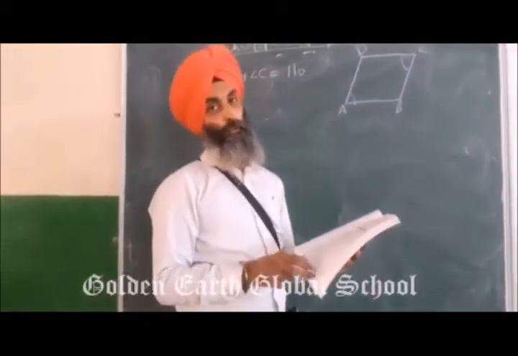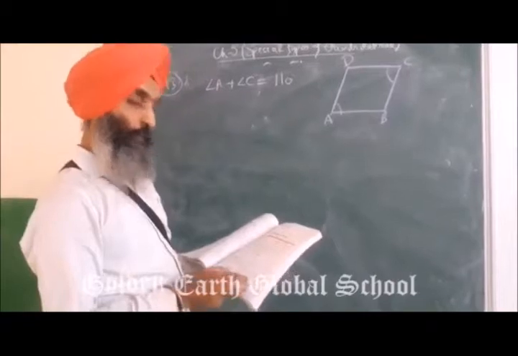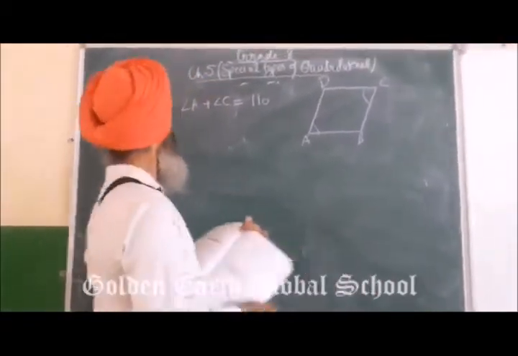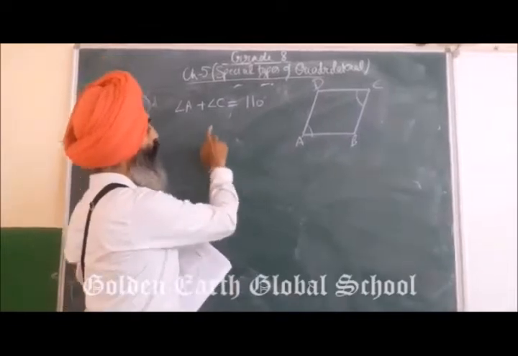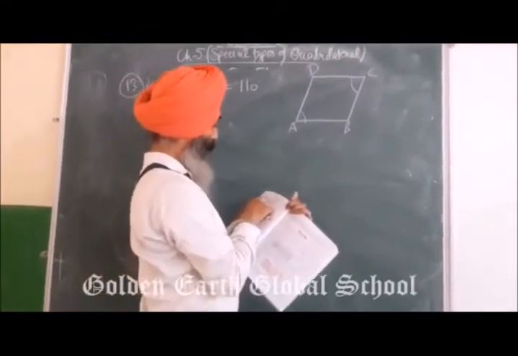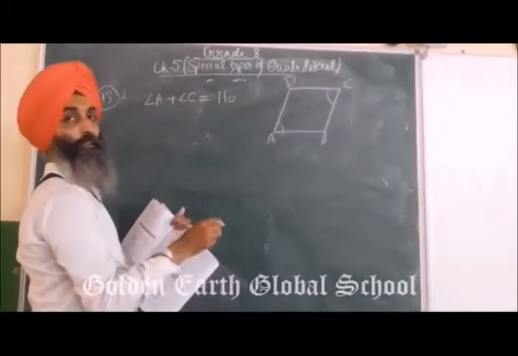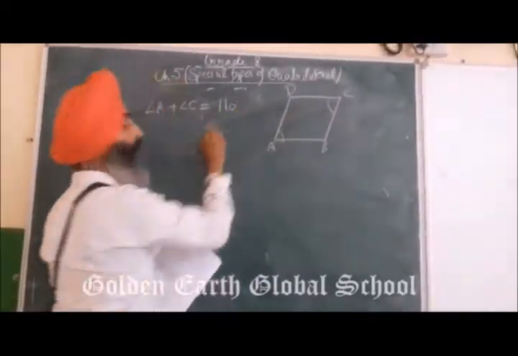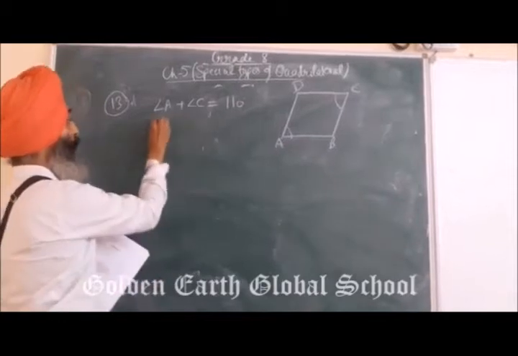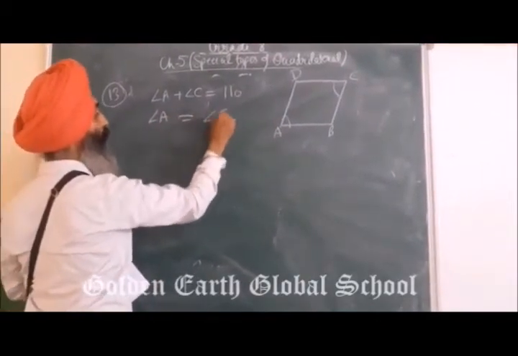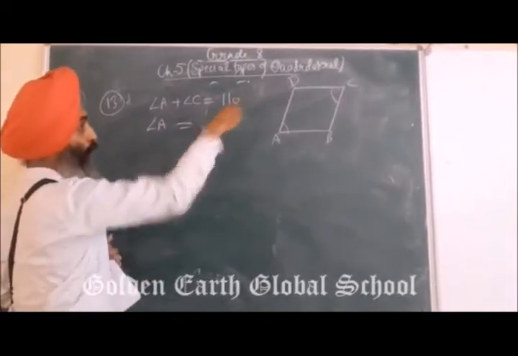So try to do it yourself. Okay everyone, if you have a problem you can ask me. Now 13th question. In 13th question you have given the sum of two opposite angles of parallelogram is 110. Opposite angle का total 110 given है, and you know that opposite angles of parallelogram are equal, and we have to find all the angles.